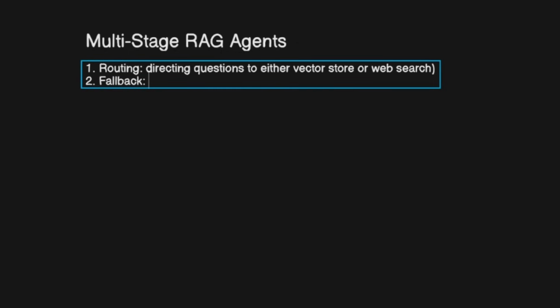The second technique that we will implement is called fallback. This means that after we've retrieved the data from the vector store, we will use another LLM to first check if the documents returned are actually relevant to the user's question. And if the documents are not relevant, we can try to do a web search instead.